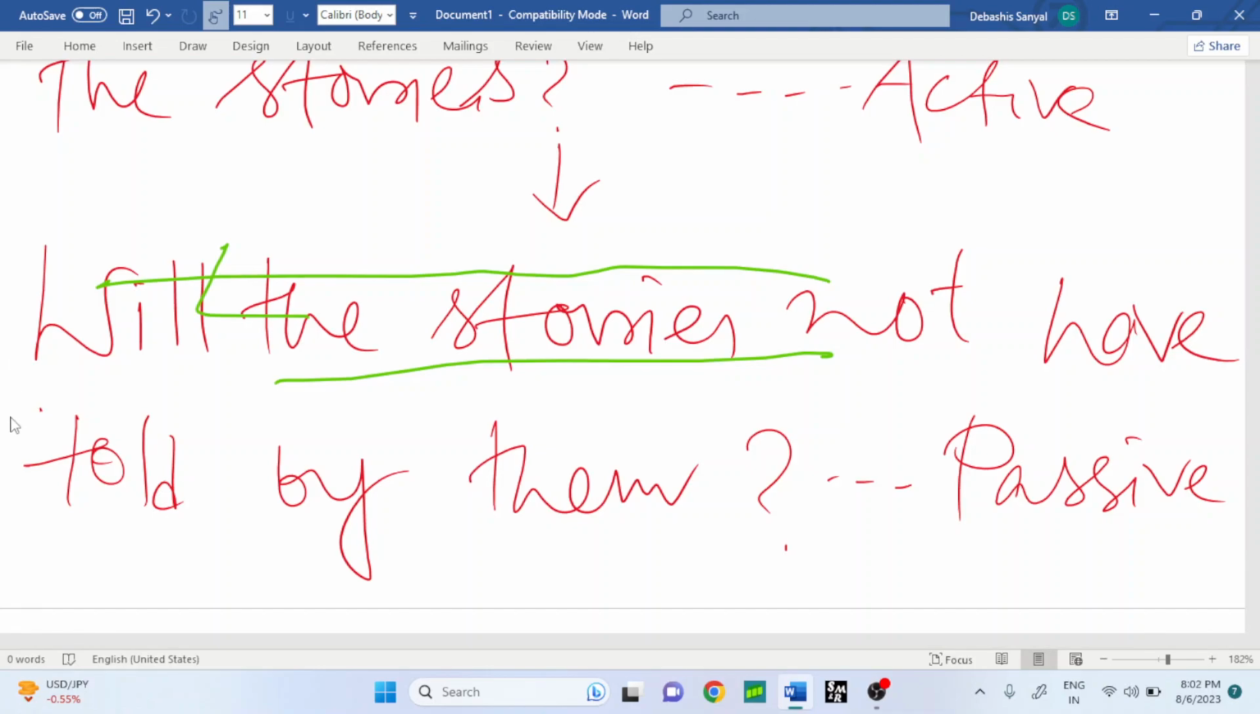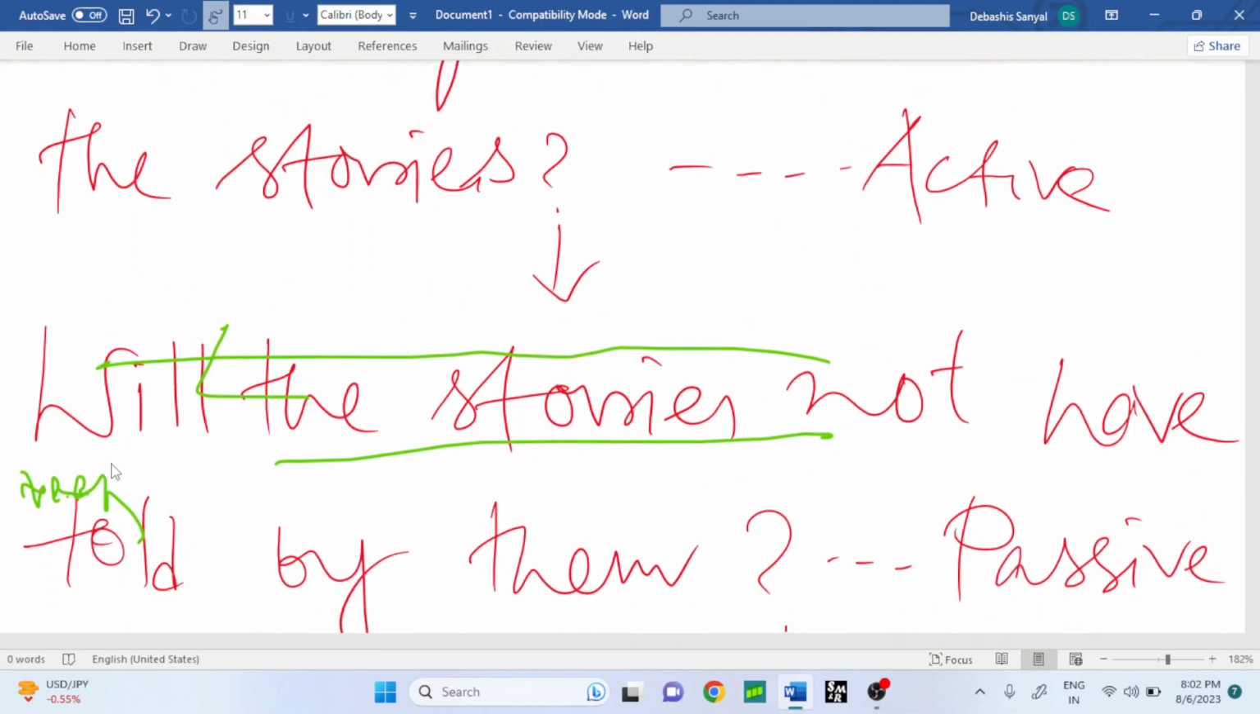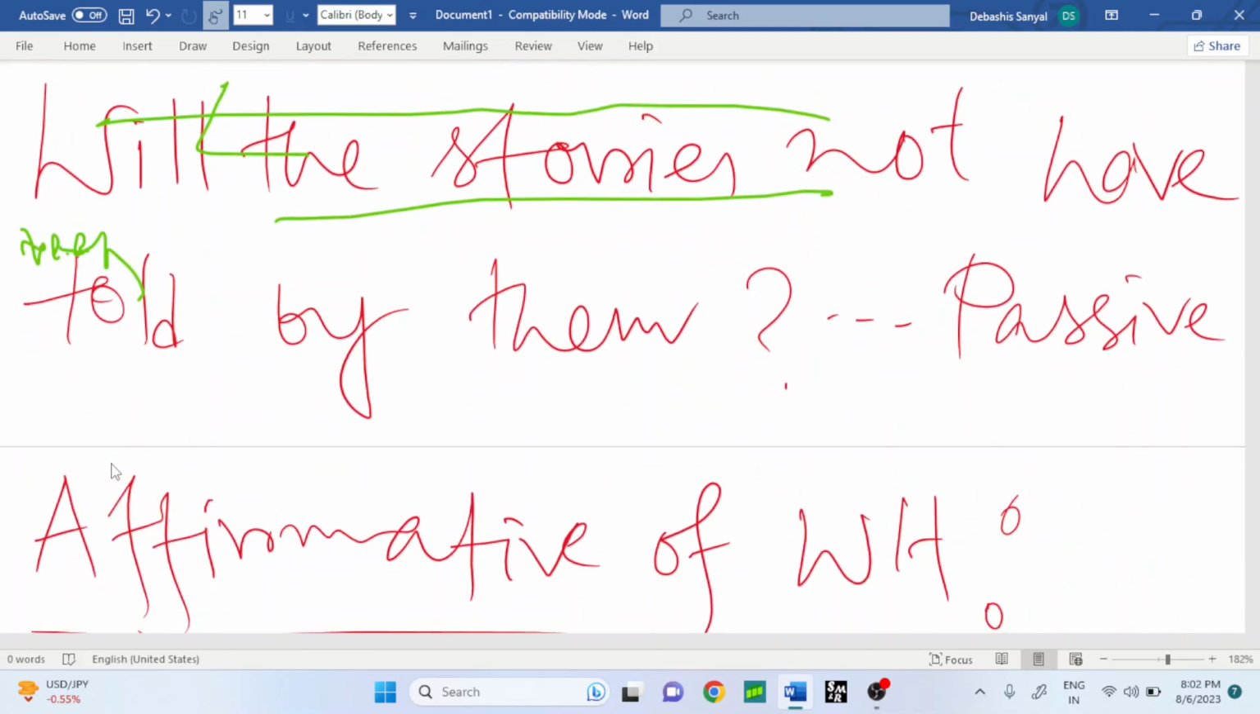Have been. There is been. Been should be inserted there. Will not the stories have been told by them? There will be been. Will not the stories have been told by them?